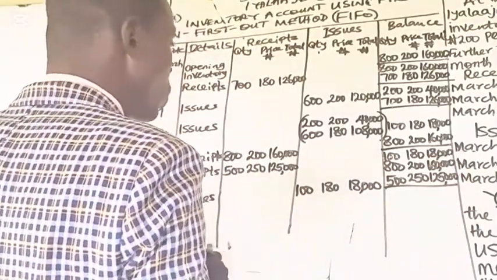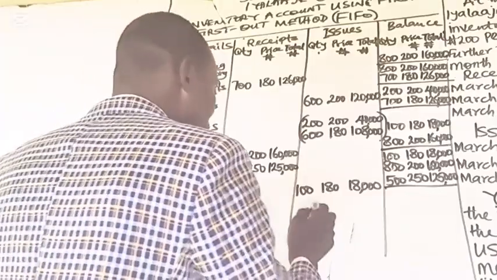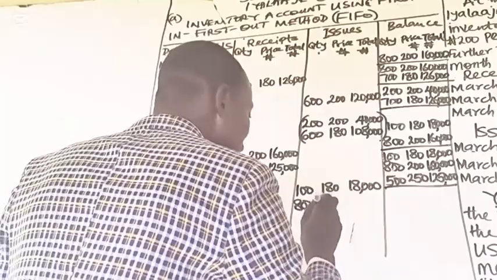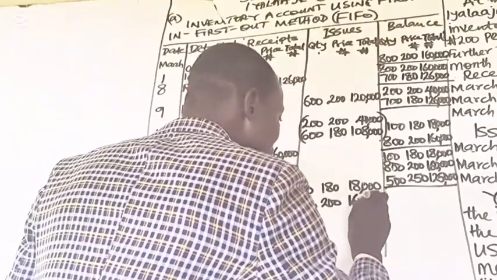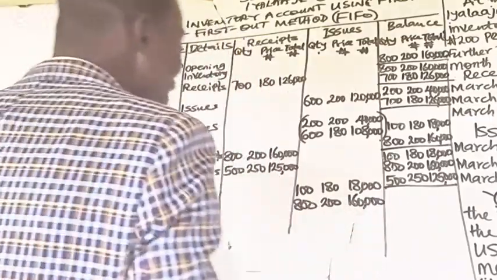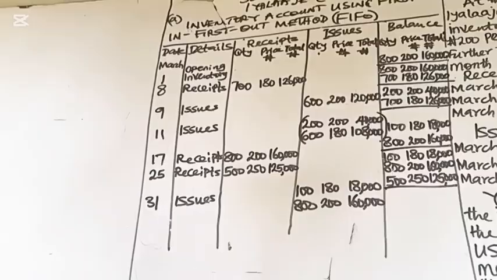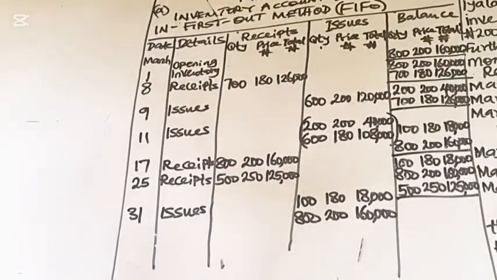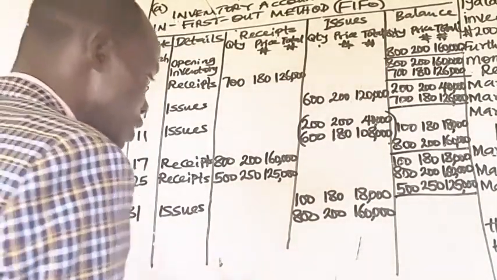Then you've exhausted this. Remember, you want to issue 1,000. You are left with 900. The next one is 800. That means you issue the 800 at the price of 200. That gives us 160,000. After this, 100 plus 800, that totals 900. You have issued 900 altogether. But what you want to issue on the 31st of March is 1,000. Then you are left with an additional 100.